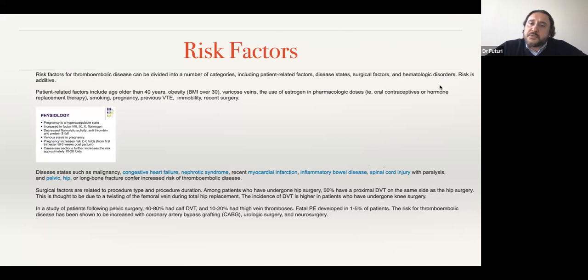In certain studies, following certain pelvic surgeries, about 40 to 80% of patients had calf DVT. 10 to 20% had thigh vein thrombosis. And fatal PE had developed in about 1 to 5% of these patients. And so it's very important when you are seeing patients, when you're consulted for anticoagulation prophylactically in high-risk patients, that the type of surgery is of utmost importance to know.